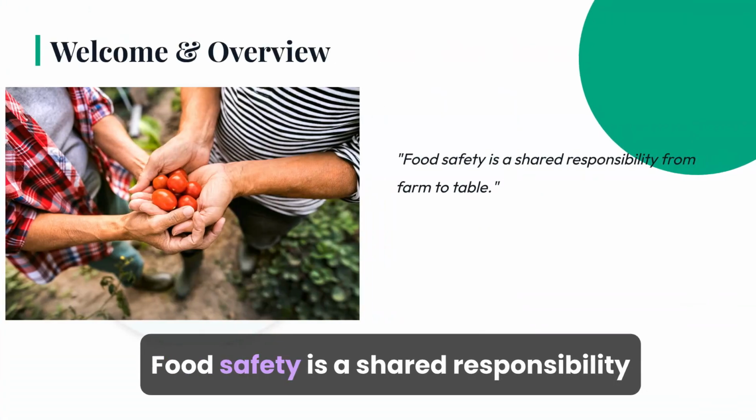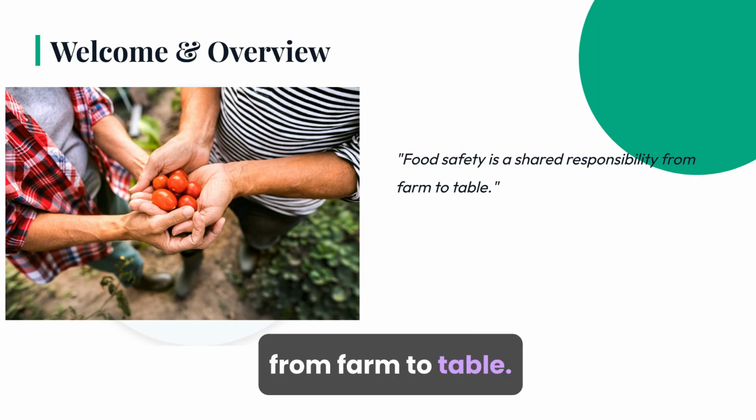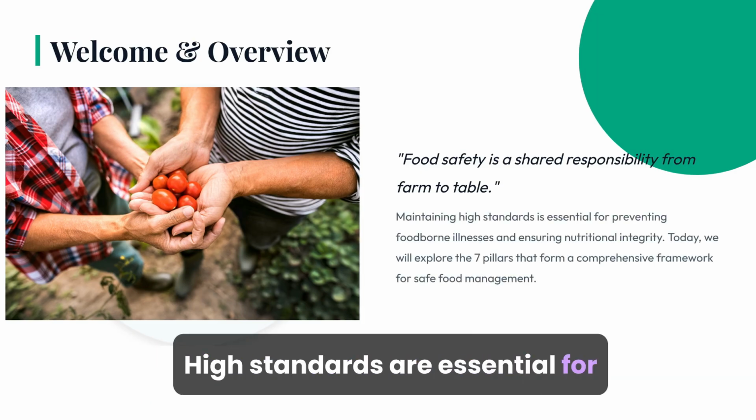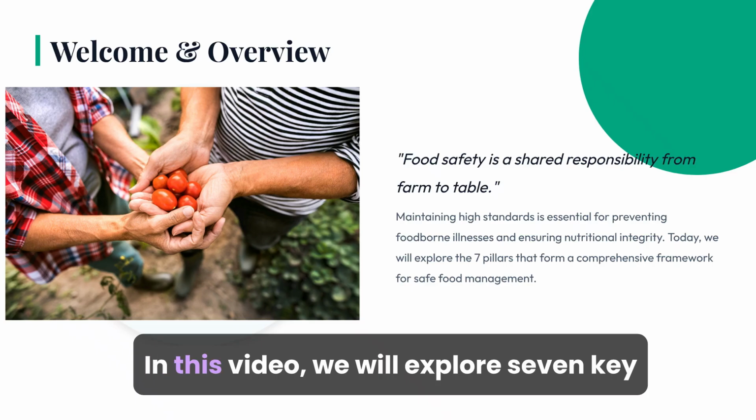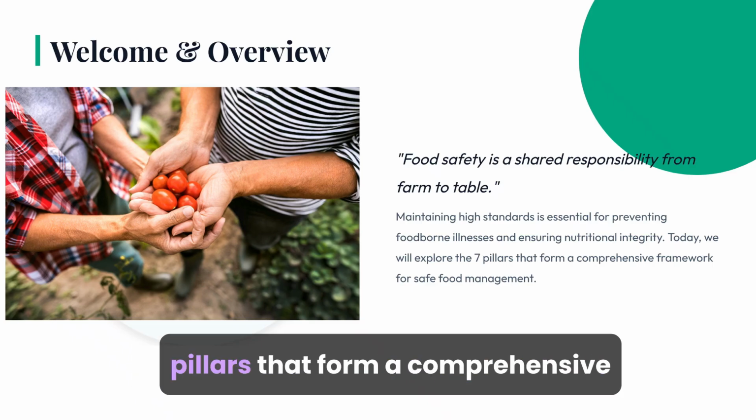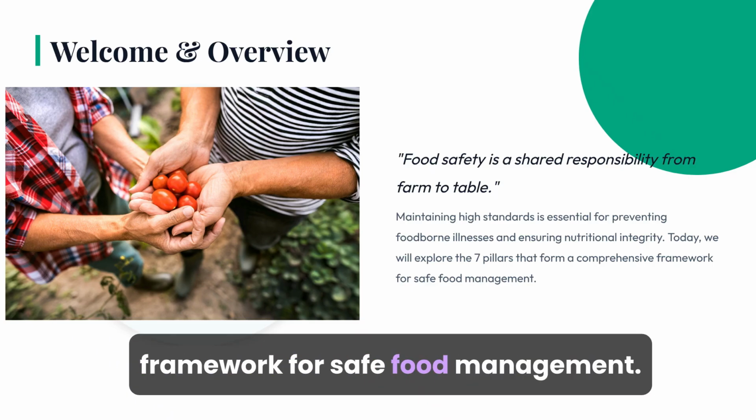Today we will be looking at how to ensure health and quality in every meal we prepare. Food safety is a shared responsibility from farm to table. High standards are essential for preventing foodborne illnesses. In this video, we will explore 7 key pillars that form a comprehensive framework for safe food management.